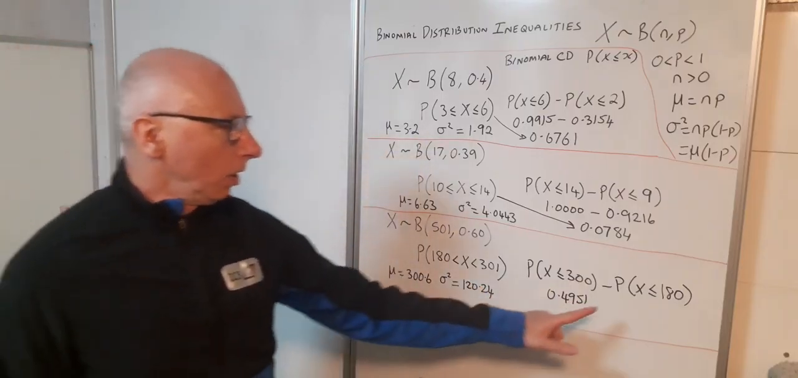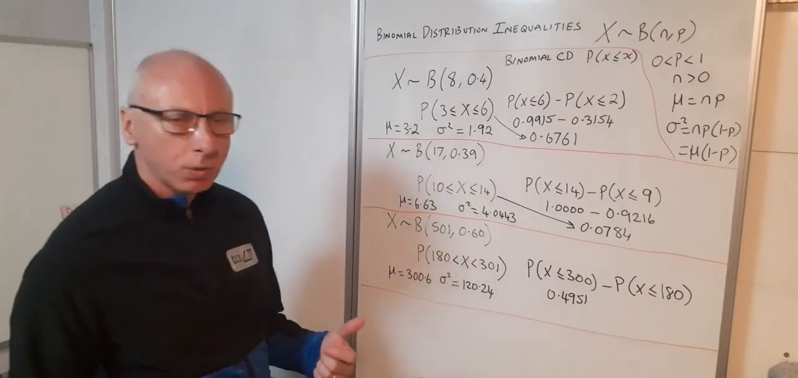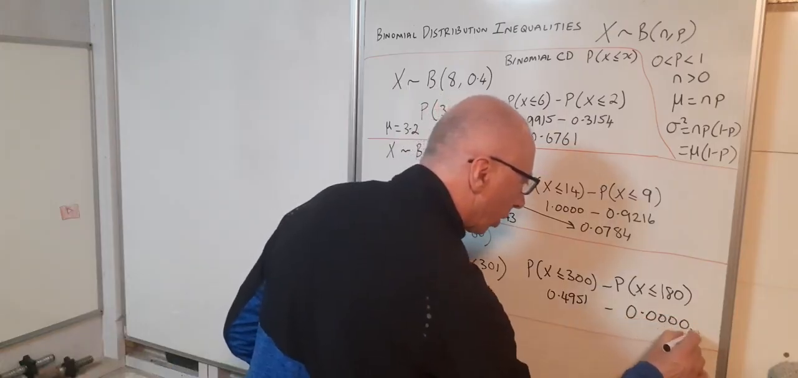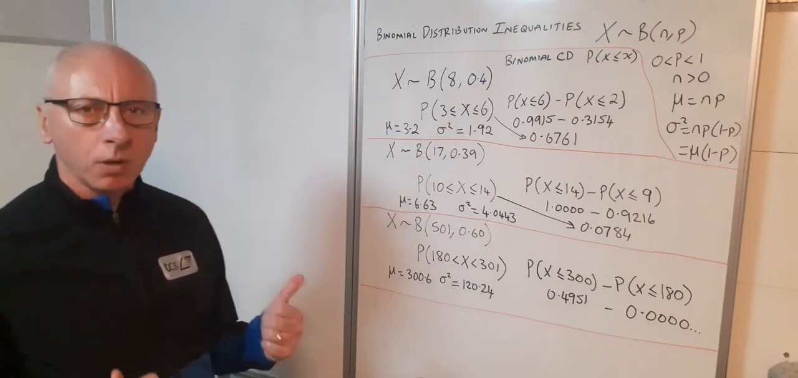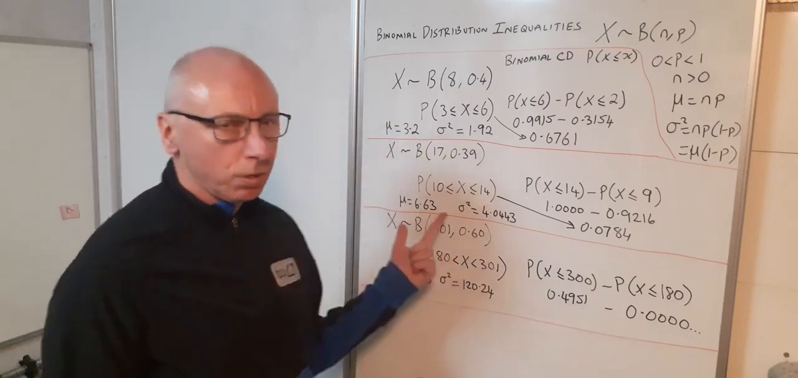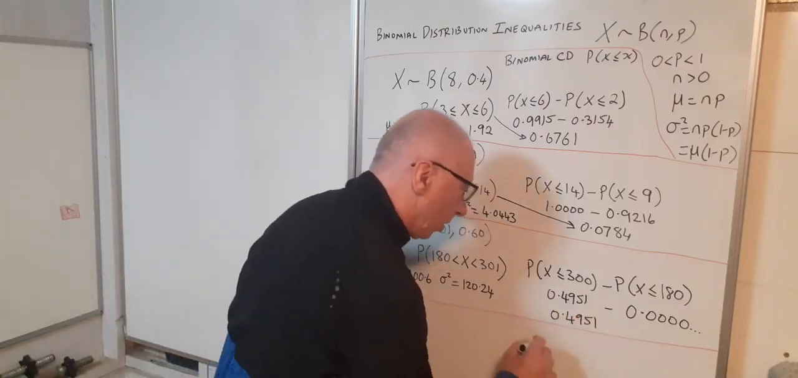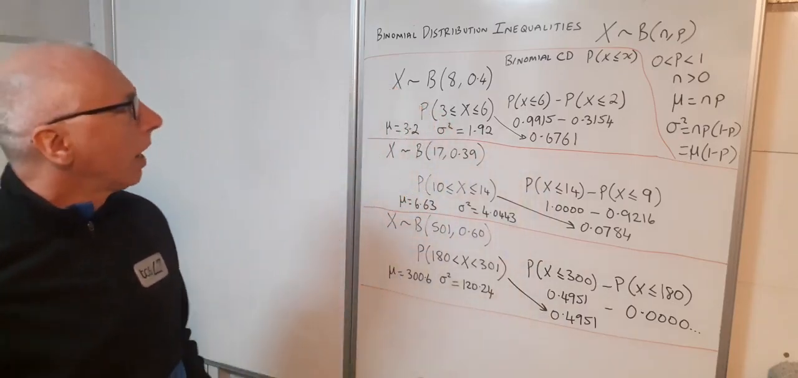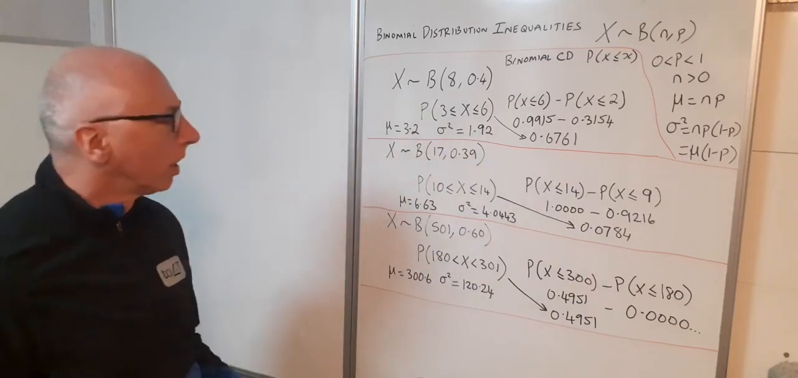So now 180. So put that in our calculator, we get almost 0. So again, similar situation, a bit like with this one. It's not actually 0, but it's so close to 0 that we just consider it as 0. And then subtract those, pretty straightforward, 0.4951. And that's our probability for that one. And that's our binomial distribution inequalities taken care of. Okay.